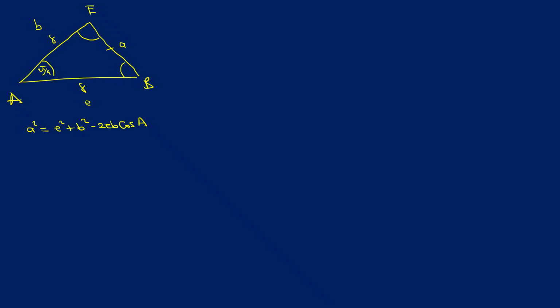That's the formula. And this is just A squared is equal to E is 8. So it's 8 squared plus B is also 8. 8 squared minus 2 multiplied by E is 8. B is 8. The cosine of the angle is 2 pi divided by 9. That's the formula. When you work this out, you're going to have A squared is equal to 8 squared is 64. 64 plus 64, 128. 8 times 8, 64. Negative 2 times 64, you get negative 128. Then cosine of 2 pi divided by 9.